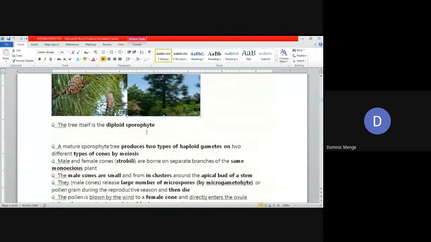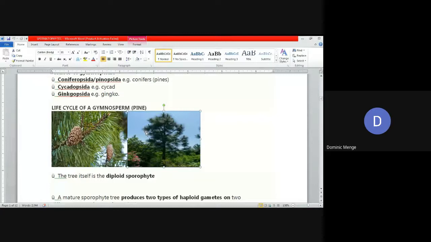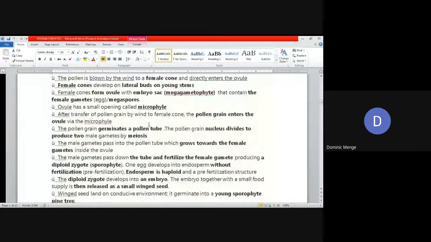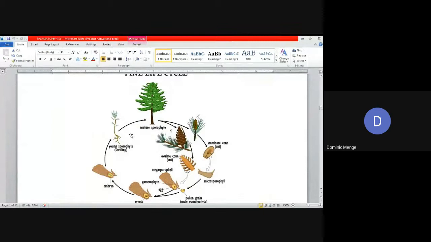Then we need to work on the gymnosperm life cycle. What is important in the life cycle is you need to establish where the mature sporophyte starts. For example, if you look at that pine life cycle, we have a mature sporophyte. The tree itself is a mature sporophyte, which produces two different types of cones that are produced on the tree. So we have, if you look carefully there on the diagram, what we call a staminate cone, and we have an ovulate cone.